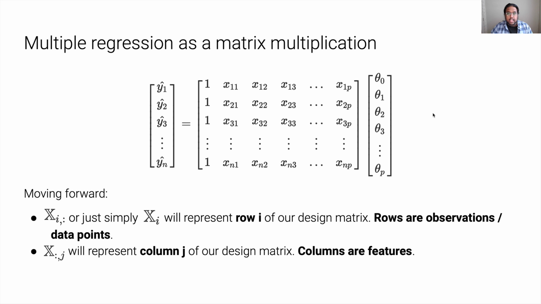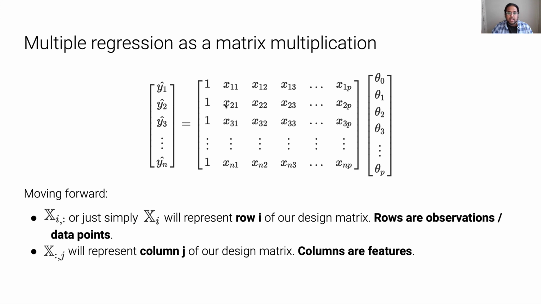Let's take a closer look at that. So here we have our design matrix X, our parameter vector theta, and our response vector y hat. A couple pieces of notation. Moving forward, xi comma colon, or xi, will represent row i of our design matrix. I comma colon mimics the way that we use loc and iloc in pandas, which is saying give me row i and all of the columns for it. So for example, x2 would represent this row right here.